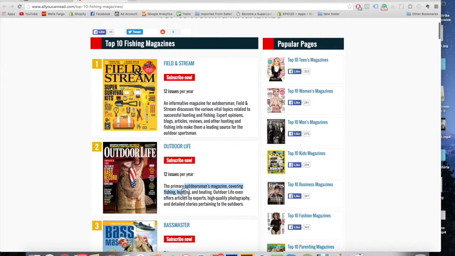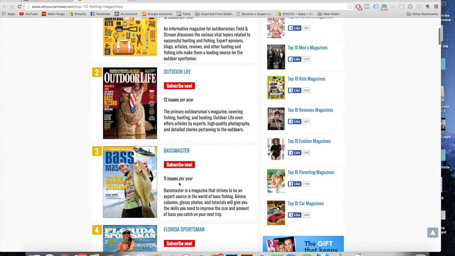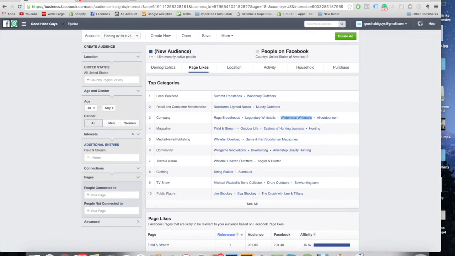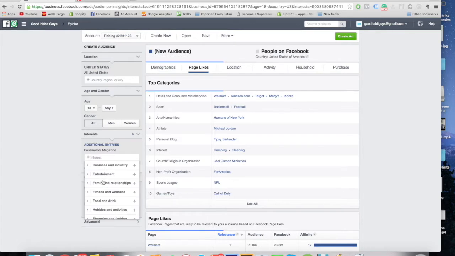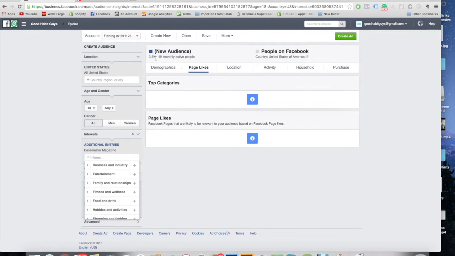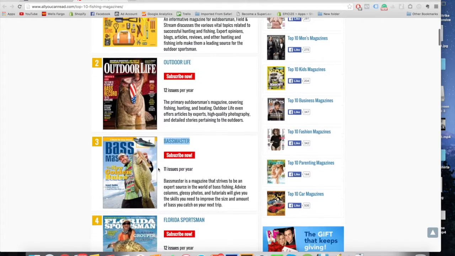Outdoor Life, covering fishing, hunting. They just read about them. Bassmaster strives to be an expert in the world of bass fishing advice. Okay, I think this one is pretty specific on fishing. So let's check that. Bassmaster magazine. Okay, no, that's too small. You always want to go with at least 20K.